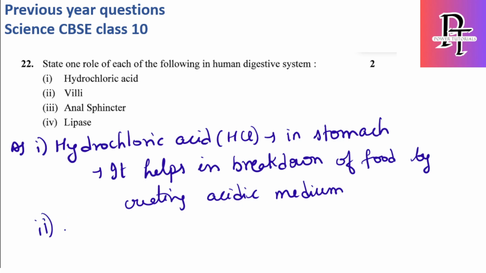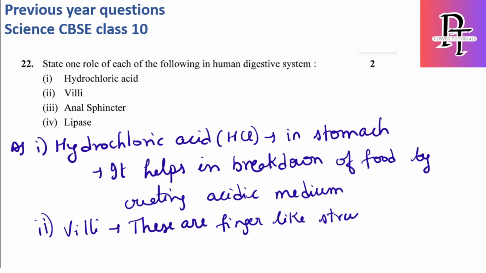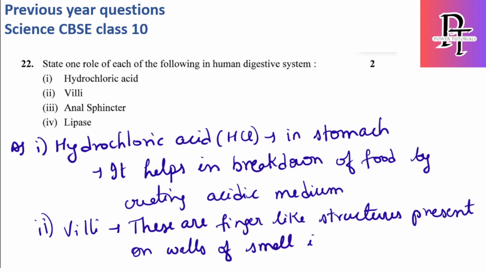Second one, villi. So what are villi? These are finger-like structures, finger-like, I can say projections also, present on walls of small intestine.